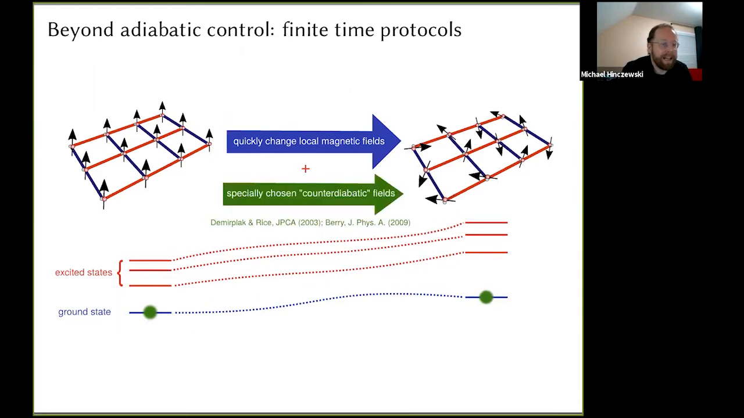Well, in the early 2000s, a variety of groups, including Demirplak and Rice and Michael Berry, devised a really simple strategy, which is you take your original Hamiltonian, you add a certain perturbation to it in such a way that you're guaranteed to always remain in the ground state of your original Hamiltonian. And this general field of speeding up adiabatic evolution is called shortcuts to adiabaticity. And this is one particular shortcut, which is known as counterdiabatic driving.